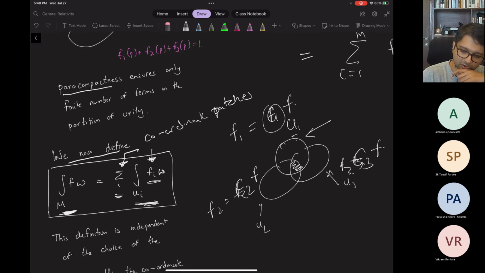In coordinate patch U1, we only integrate over f1. In coordinate patch U2, we only integrate over f2. And in coordinate patch U3, we integrate over f3. These epsilons are defined pointwise. So that means these fi's are defined pointwise.